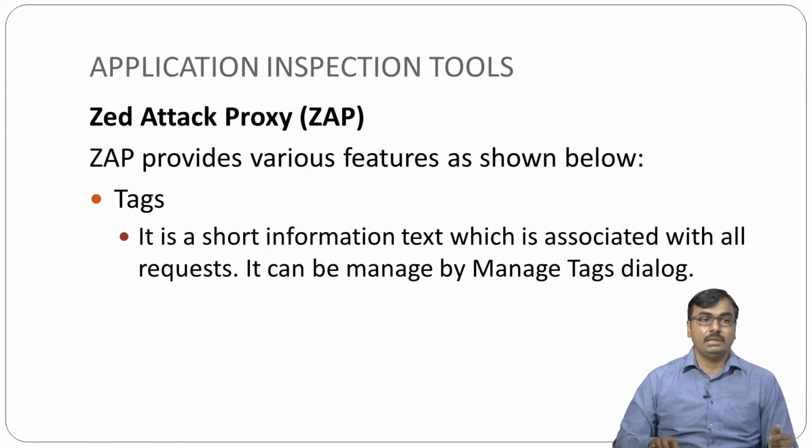Sometimes a developer will use some specific tag for debugging purposes, and through that tag very vulnerable items can be found in such web applications. So tags are also managed by the ZAP utility.